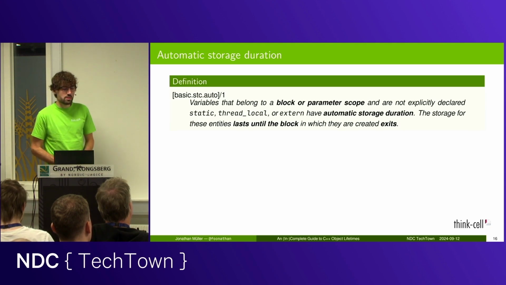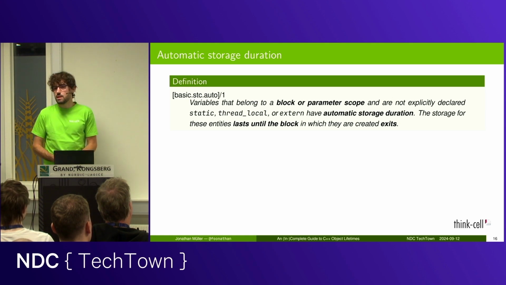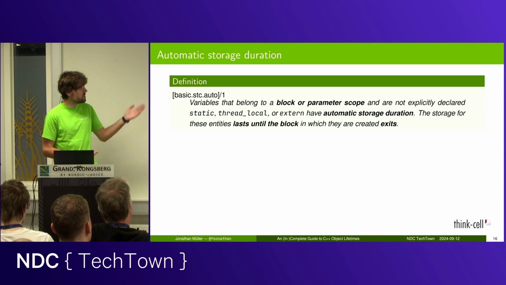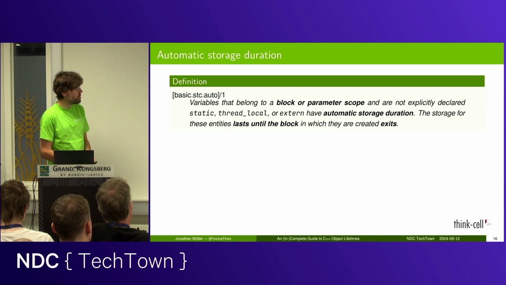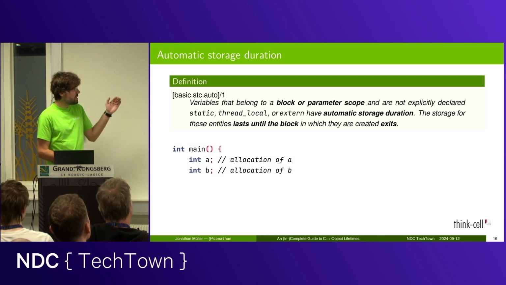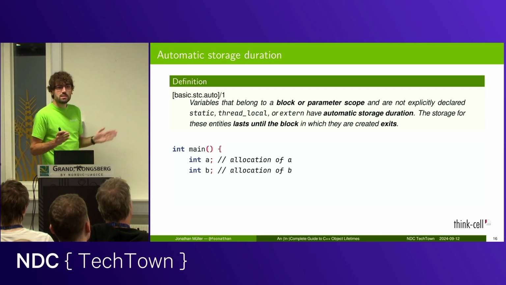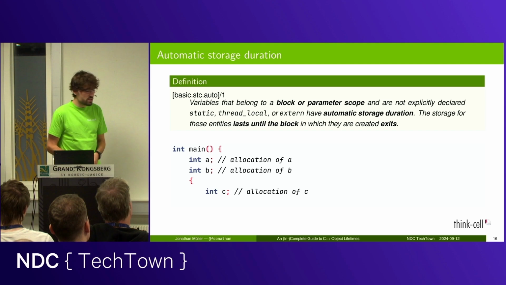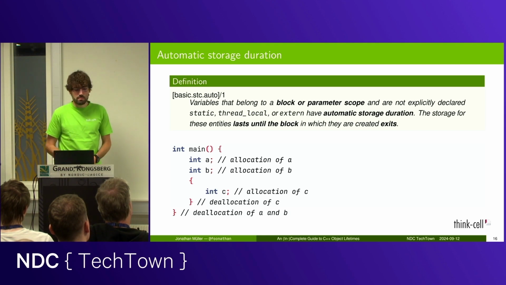Automatic storage duration is the simplest one. If you have a variable that's just in a block scope or parameter scope without any special keywords, it has automatic storage duration. And the storage essentially is allocated when we encounter the definition and then deallocated when the block ends. So here we've got our 2 objects, and as soon as control flow reaches those lines, we will allocate storage for them. Again, on the actual CPU, we will probably allocate storage before that, but this isn't about the CPU. This is about the model of the C++ abstract machine. So now we've got storage for A and B. We then enter another block, allocate storage for C, deallocate the storage at the closing brace, and then deallocate A and B when we reach the end of main.